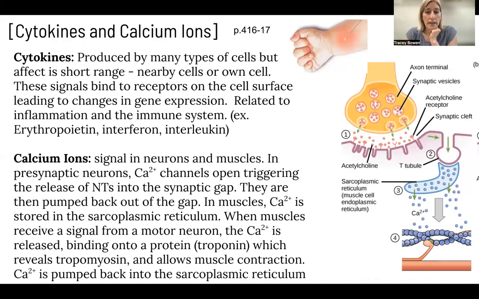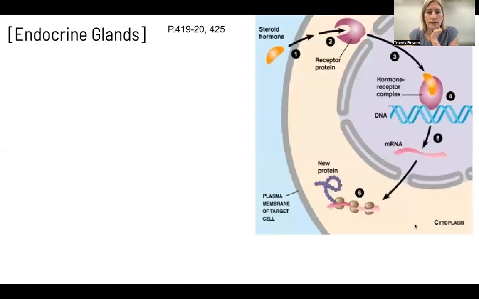protein called troponin, which reveals tropomyosin, and that's going to allow muscle contraction to happen. And then calcium is pumped back into the sarcoplasmic reticulum. So troponin, if it's not bound up with calcium, prevents the contraction of muscles. And that's what this picture is here. So that's the sarcoplasmic reticulum, and calcium here would be binding onto troponin.